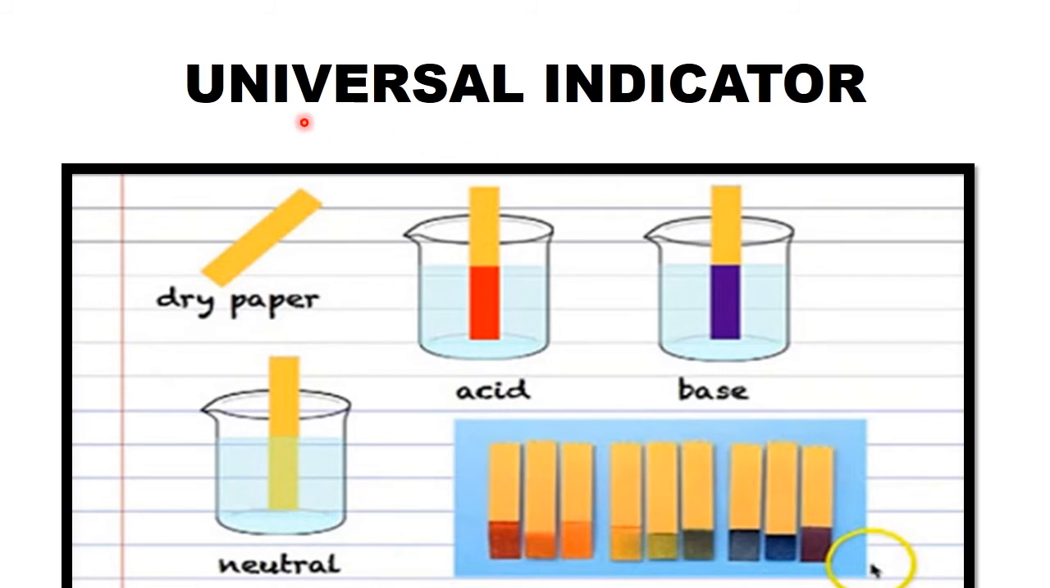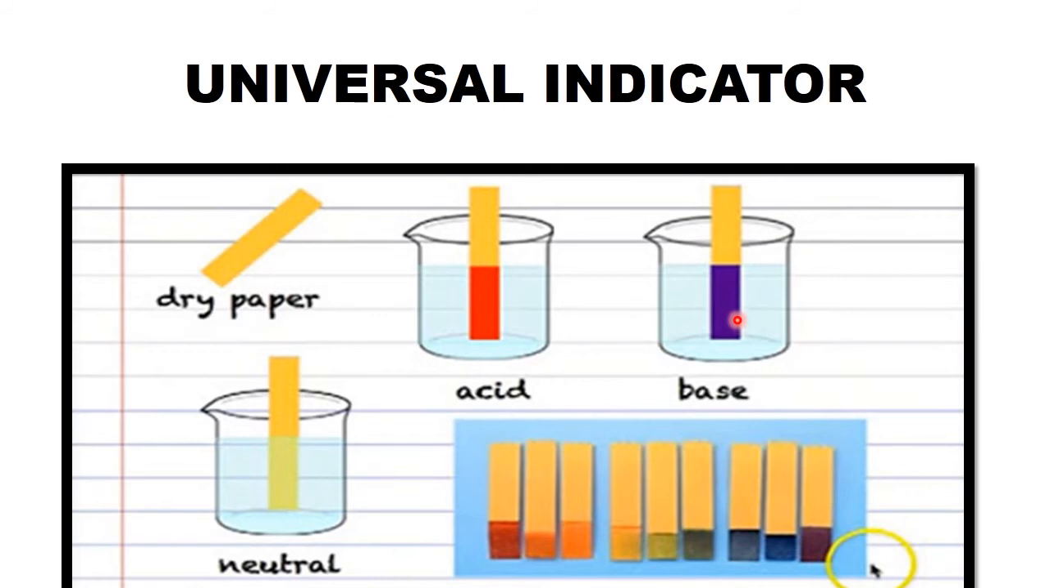This is a universal indicator. It's a synthetic indicator. It's also available in liquid form as well as in strips. It's yellow in color. If a substance or chemical is neutral, it won't change its color, it will remain as such. If you add it in acid, it's going to change into red. If you add it in base, it's going to show blue color.